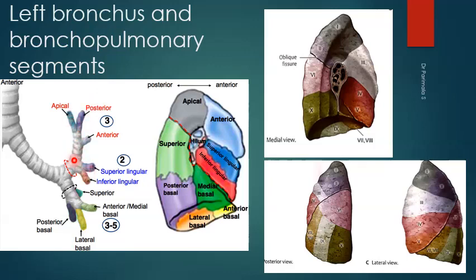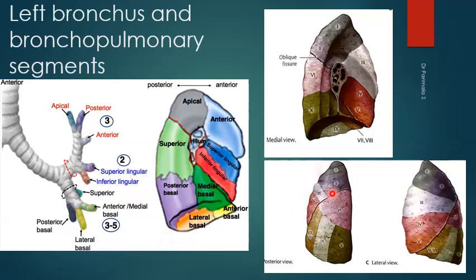Then the descending branch of the upper lobar bronchus will give off a superior lingular and an inferior lingular bronchus. Then the lower lobe gives off superior or apical, and then anterior basal, lateral basal and posterior basal. The medial basal may be present or suppressed, but most of the times it is suppressed. So on the left side also we describe 10 bronchopulmonary segments.